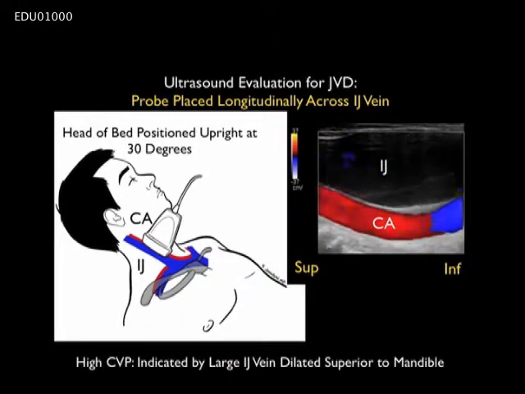I like to have the probe marker upwards towards the patient's head, and here we can see the internal jugular vein is distended all the way from low just above the clavicle to high all the way just below the mandible, indicating jugular venous distension on ultrasound or a relatively high central venous pressure.